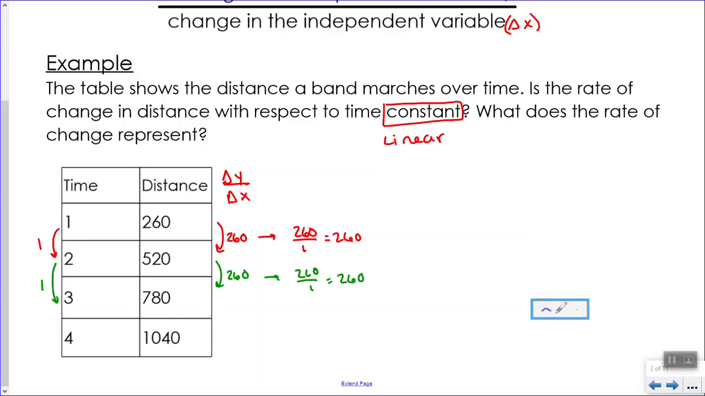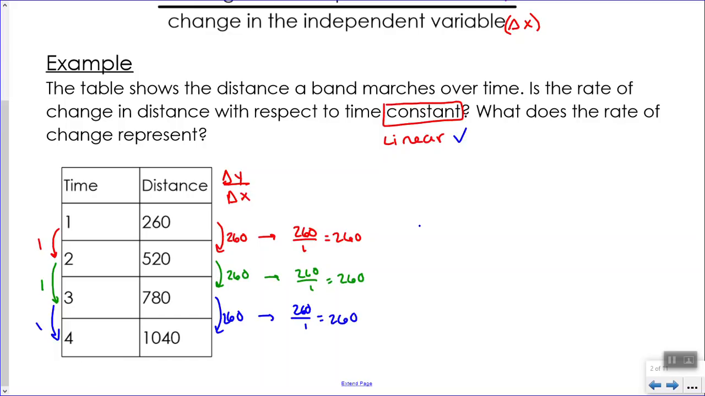Now we check the last one, so our change in x again is going to be 1. Now we look at our change in y. We go from 780 to 1040, and that again is a change of 260. So our change in y over our change in x is 260. So it is a constant rate of change, which means this is a linear relationship.